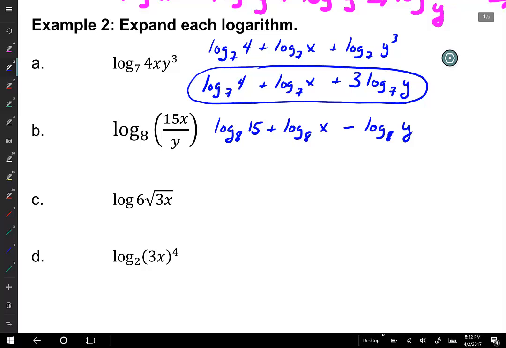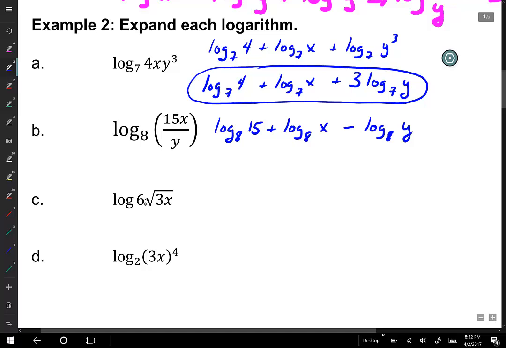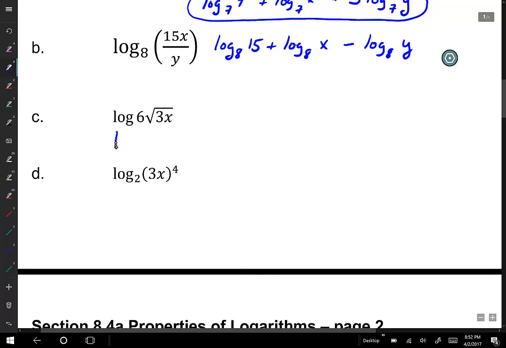Here we have the next one. We have log of 6 times the square root of 3x. Please remember that is an exponent of 1/2, and so I'm just going to rewrite this to start us off. Log of 6 plus the log of 3x to the 1/2.